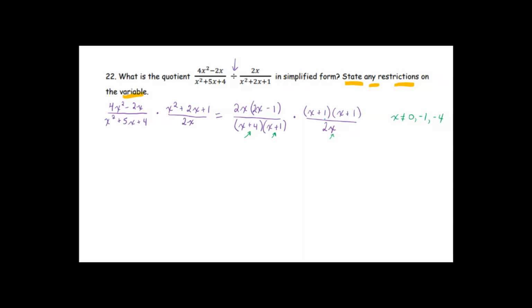Now, directions here. You can cancel top and bottom. You can cancel diagonals. So I see these two x's are on diagonal from each other. They cancel out. I see these x plus 1s are on diagonal from each other. They cancel each other out. Now I'm left with the things on top, that's my 2x minus 1 and my x plus 1, and my 1 atom on the bottom, which is my x plus 4. And there you go. I've simplified it and I've stated my restrictions on the variable.